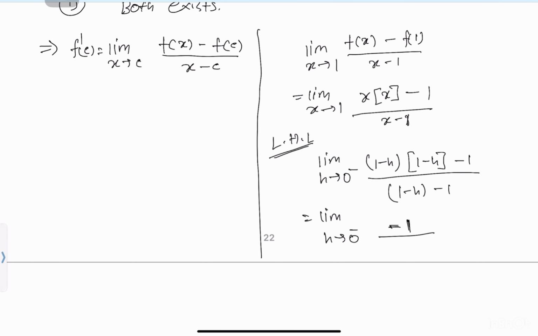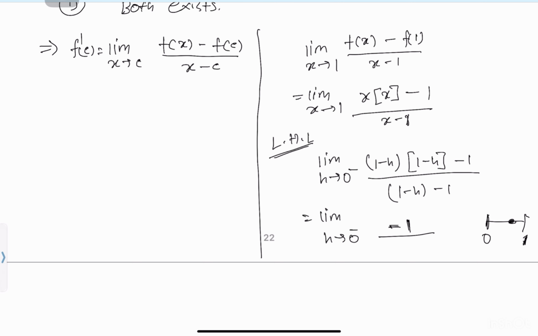Yes? 1 minus h means what? h is something positive number. So 1 minus something positive number becomes less than 1. That means, this is 0 and this is 1. Clear? So 1 minus h means something here, because h is positive.